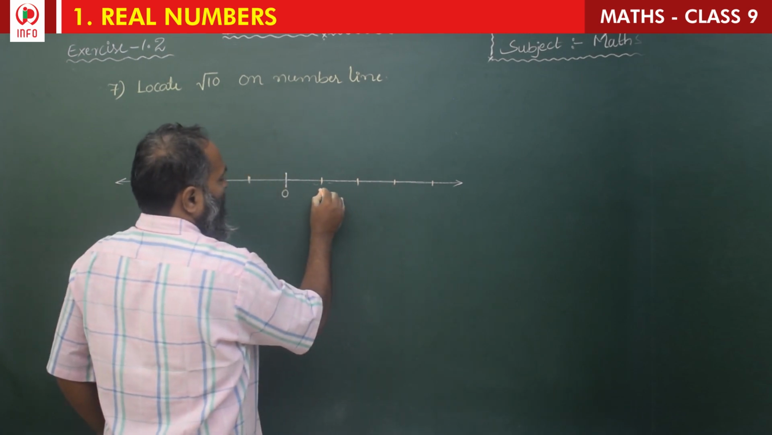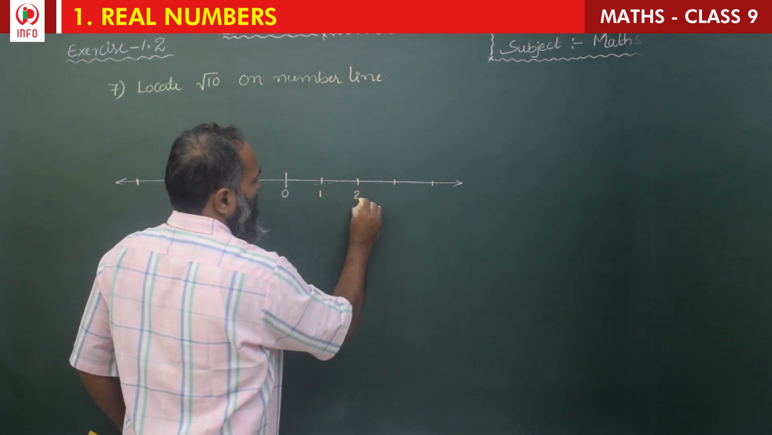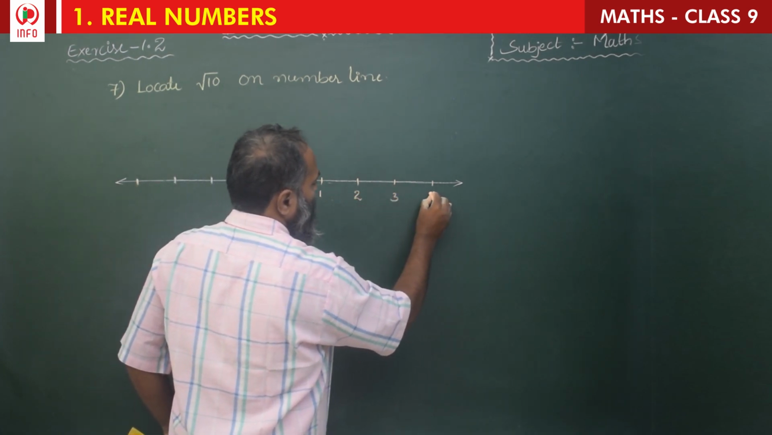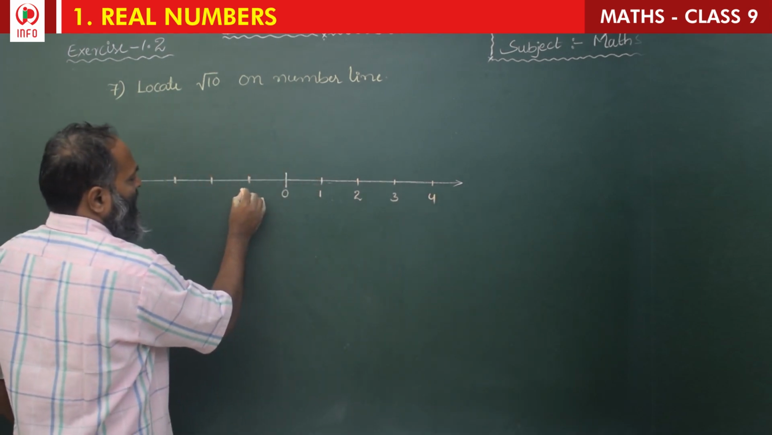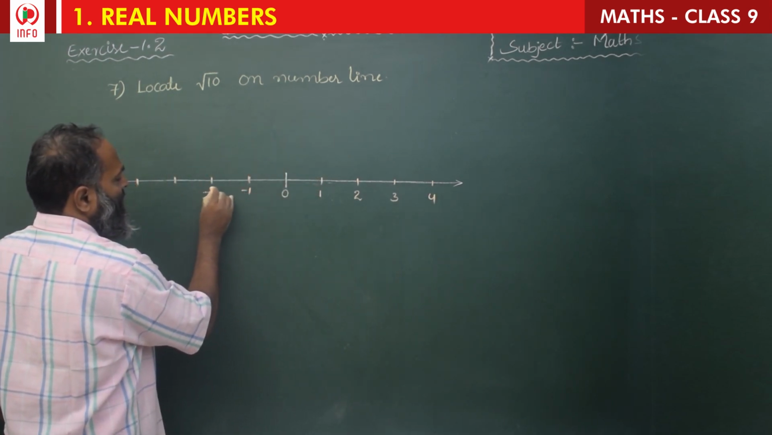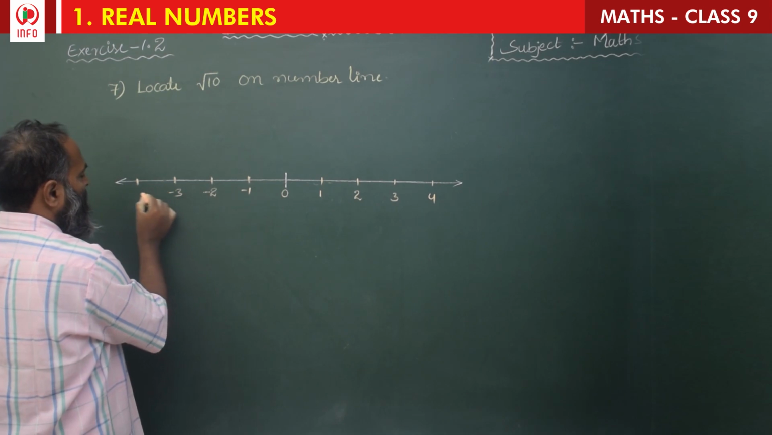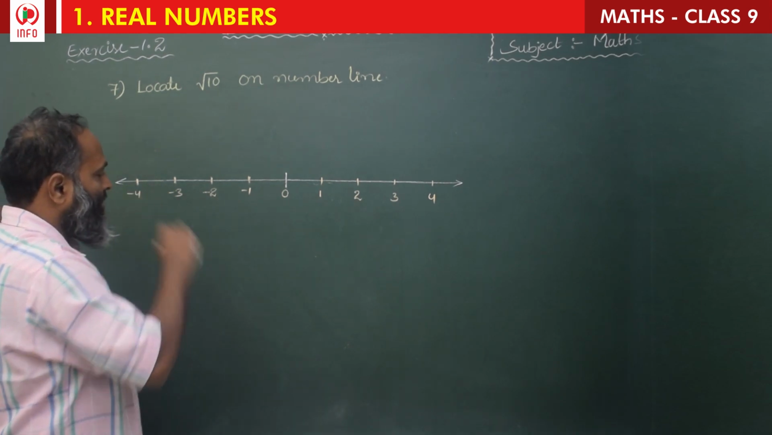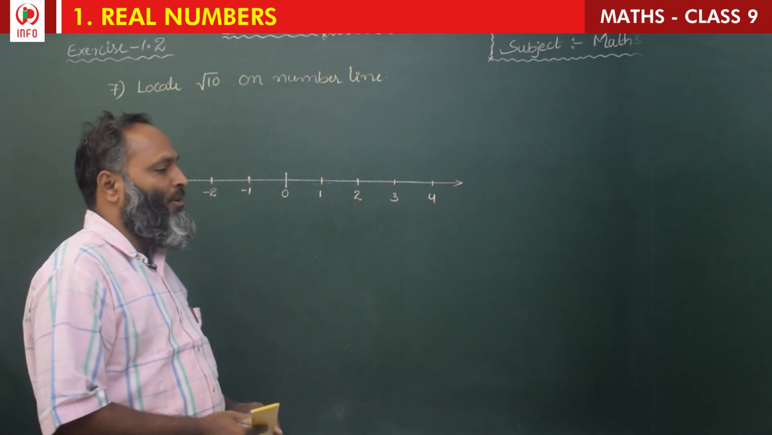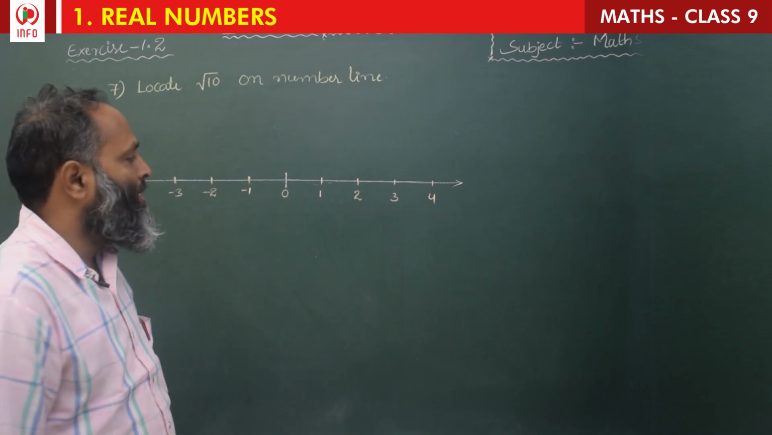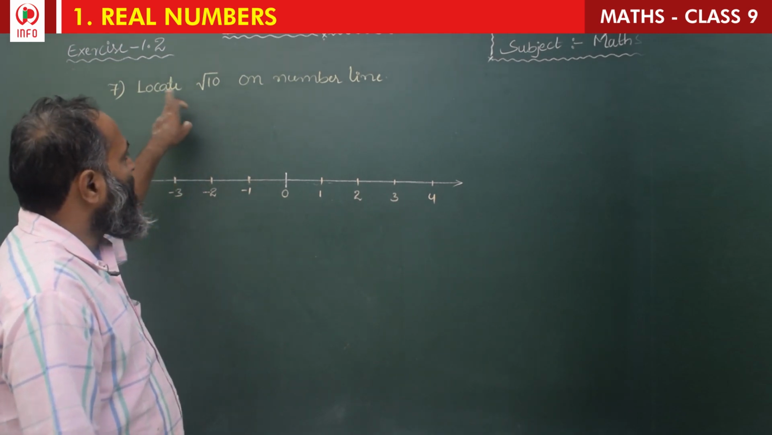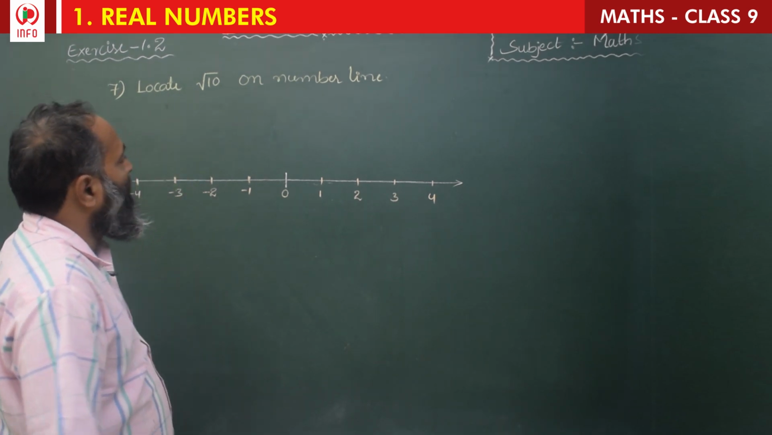Here 1, 2, 3, 4, -1, -2, -3 and -4. So take 1 centimeter gap on each number. Then after that, how to mark root 10 on a number line?